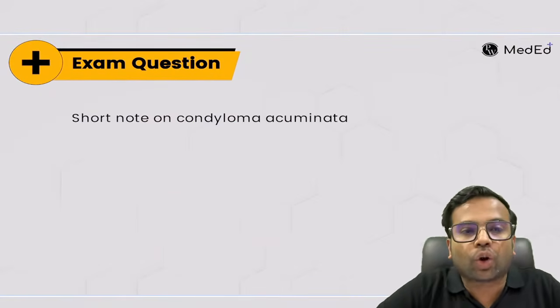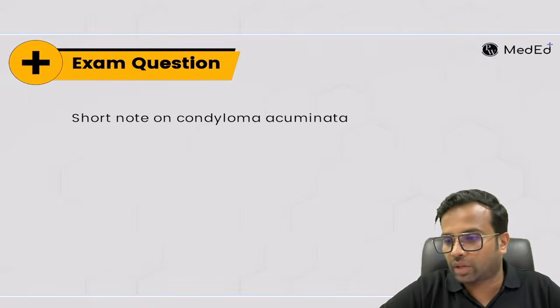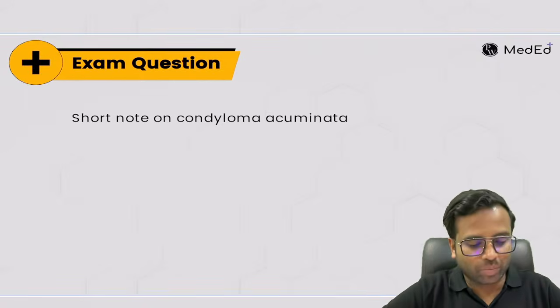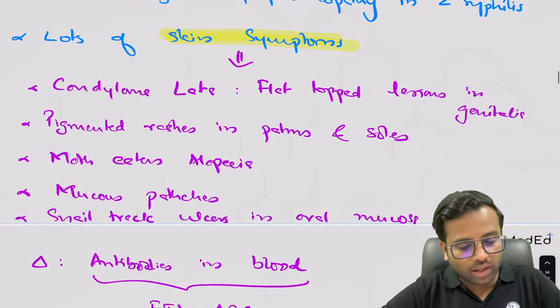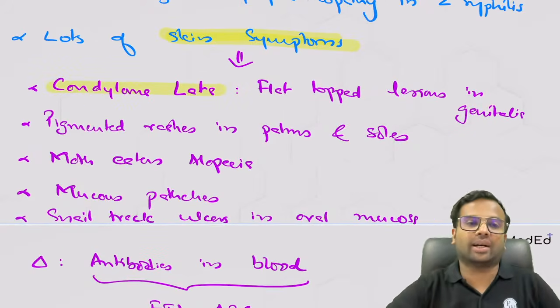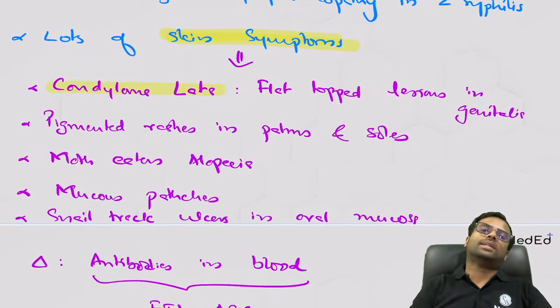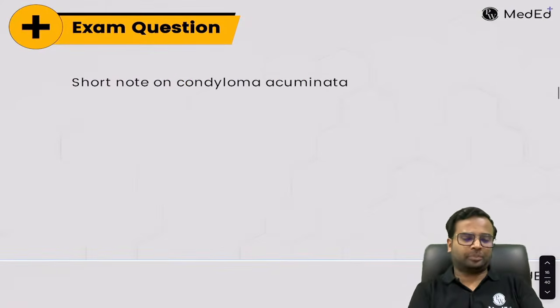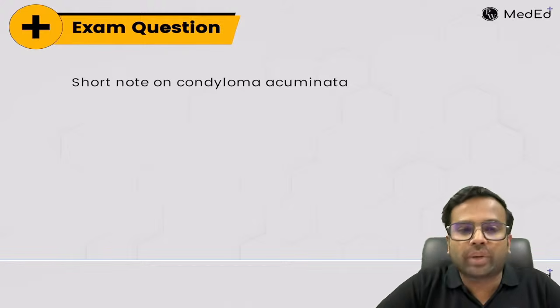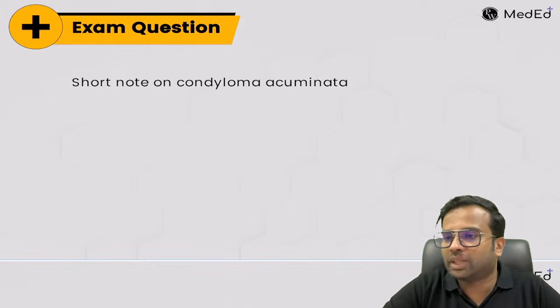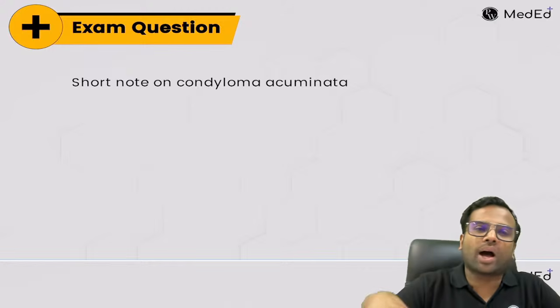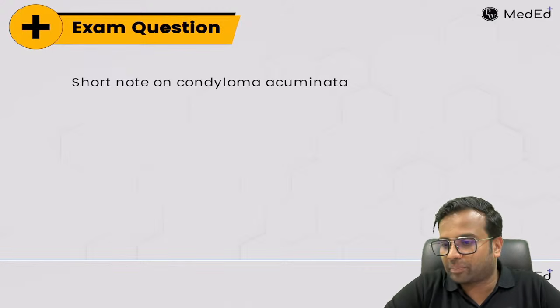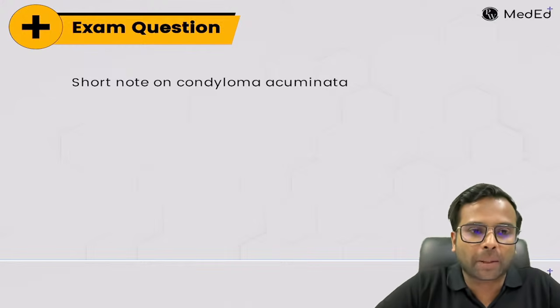Write a short note on Condyloma acuminata. Now what is this condyloma? Because we just now learned about Condyloma lata, which was seen in secondary syphilis. Now what about Condyloma acuminata? Anybody in the chat box, just let me know what Condyloma acuminata could be? Can you just tell me what could be a Condyloma acuminata?